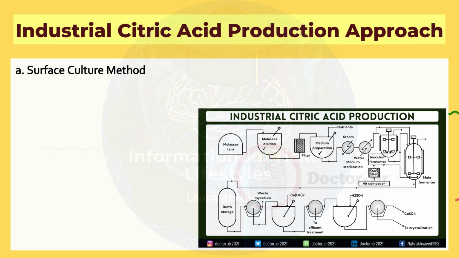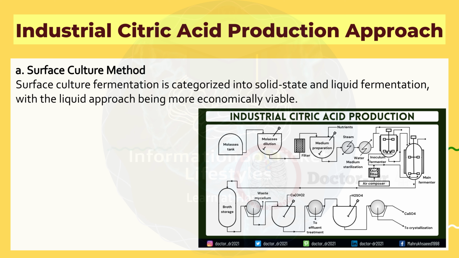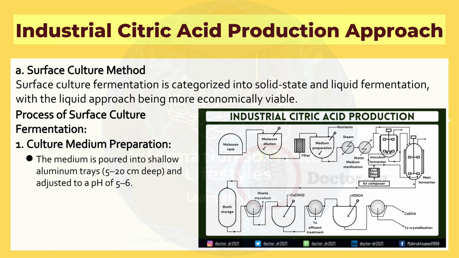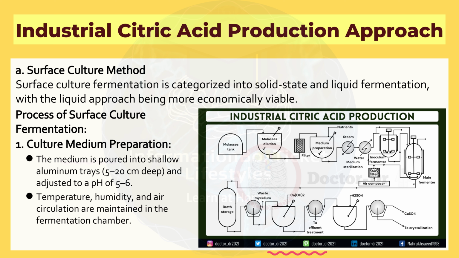A. Surface culture method. Surface culture fermentation is categorized into solid-state and liquid fermentation, with the liquid approach being more economically viable. Process of surface culture fermentation. 1. Culture medium preparation. The medium is poured into shallow aluminum trays, 5 to 20 centimeters deep, and adjusted to a pH of 5 to 6. Temperature, humidity, and air circulation are maintained in the fermentation chamber.